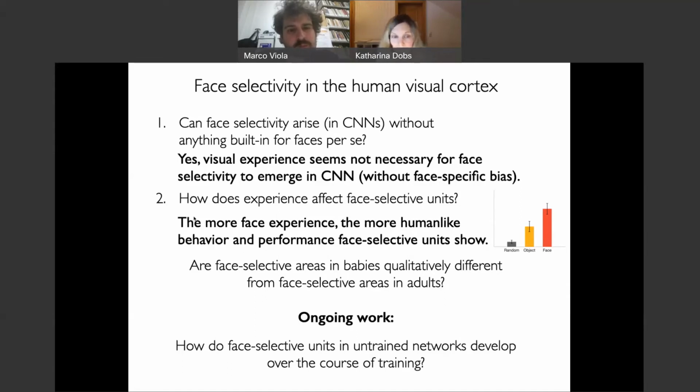And what we also want to do now is look at how these face selective units in untrained networks develop over the course of training. So if you have a random network with those face selective units and you start to train the network, are those the units that will actually be relevant to discriminate faces later in a fully trained network? That would suggest that it's somehow using this initial bias, that some units prefer faces from very early on, and builds up on that.